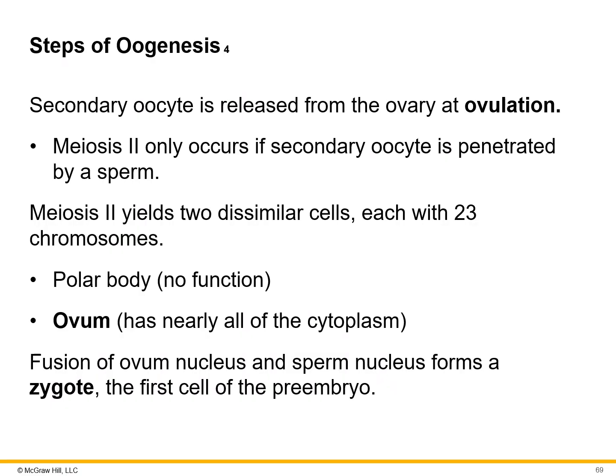Okay, sorry guys. So the secondary oocyte is released from the ovary at ovulation. Like I told you before, the polar body has no function and the ovum has nearly all of the cytoplasm. The fusion of the ovum nucleus and the sperm nucleus forms that zygote, which is the first cell of a quote unquote pre-embryo.